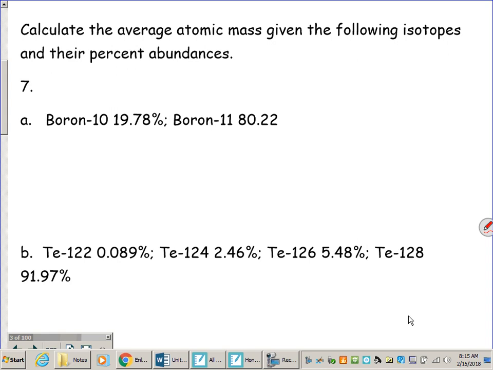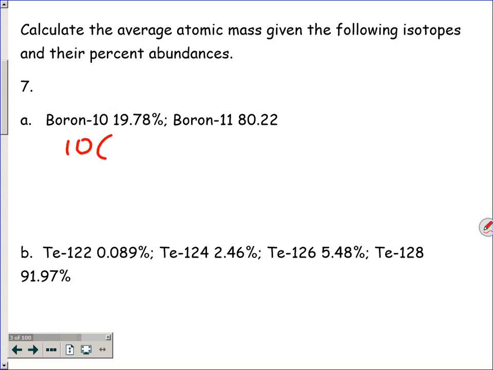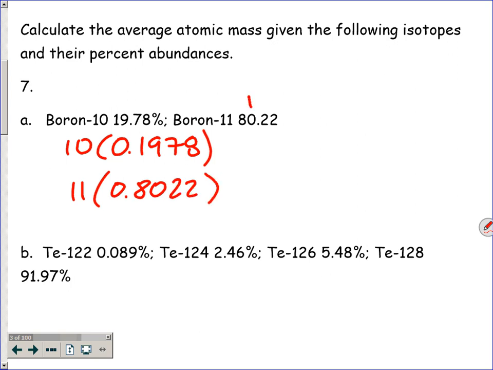So there's only two steps. Take one mass, multiply by its percent as a decimal. So take that percent, back it up 2 decimal places, because that's you dividing by 100. So that's 0.1978. And then take the other isotope, boron 11, multiply by its percentage as a decimal, also known as relative abundance. So relative abundance is just another way to say percent abundance.